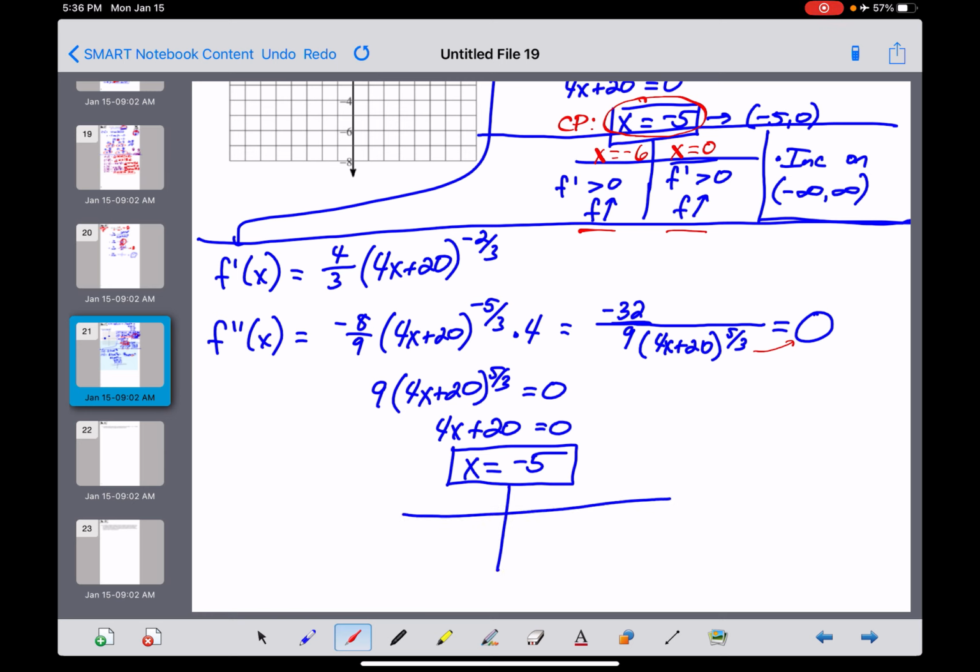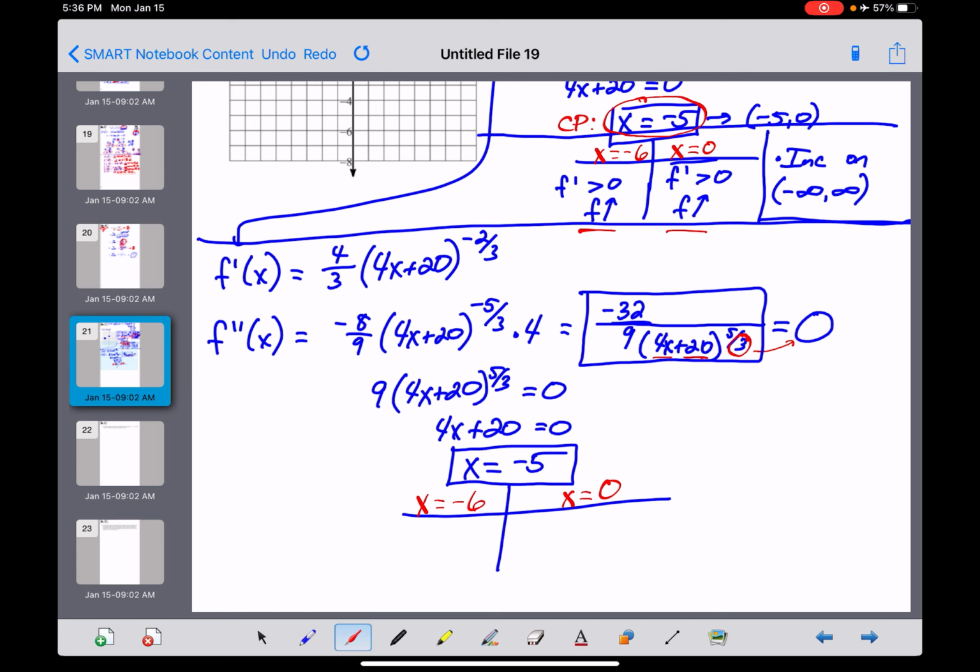Now, let's not assume, let's test that. So once more, I'm going to pick something to the left of -5, like -6, and something to the right of -5, and we'll pick 0. And we're going to put these values now into the second derivative, which is probably best evaluated right here. And let's see what happens when we put in something like -6. 4 times negative 6 is negative 24 plus 20 is negative 4, so a negative number.